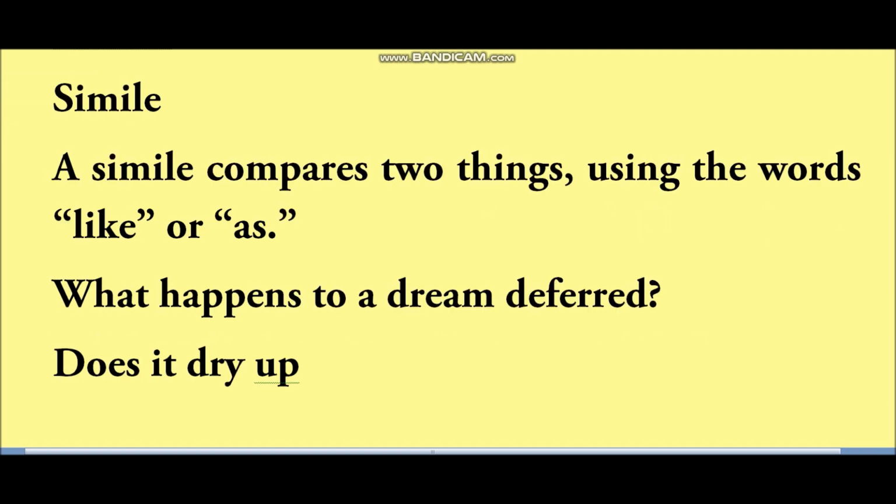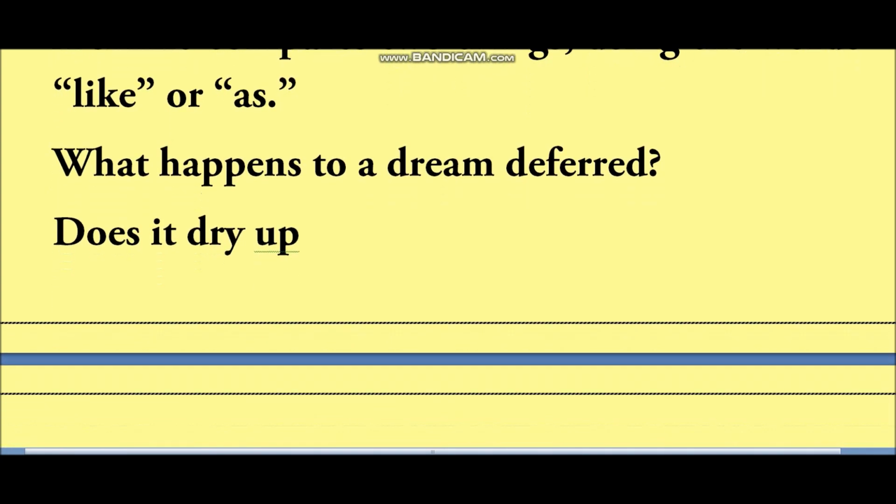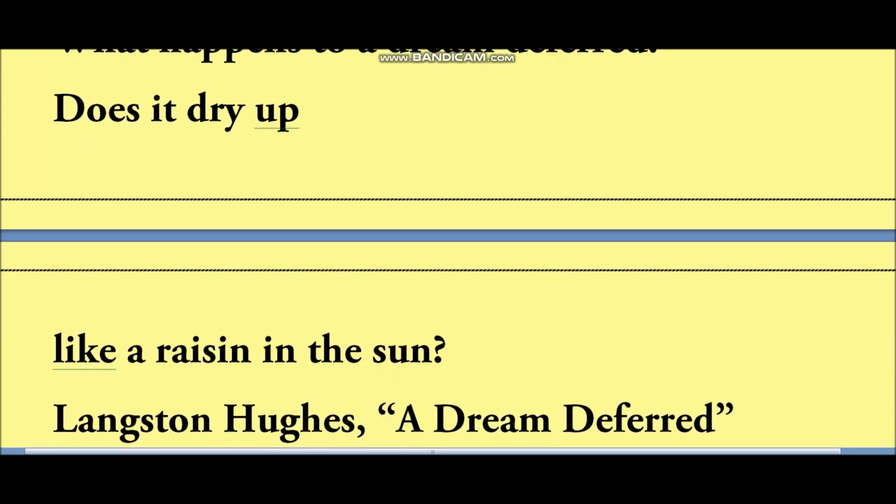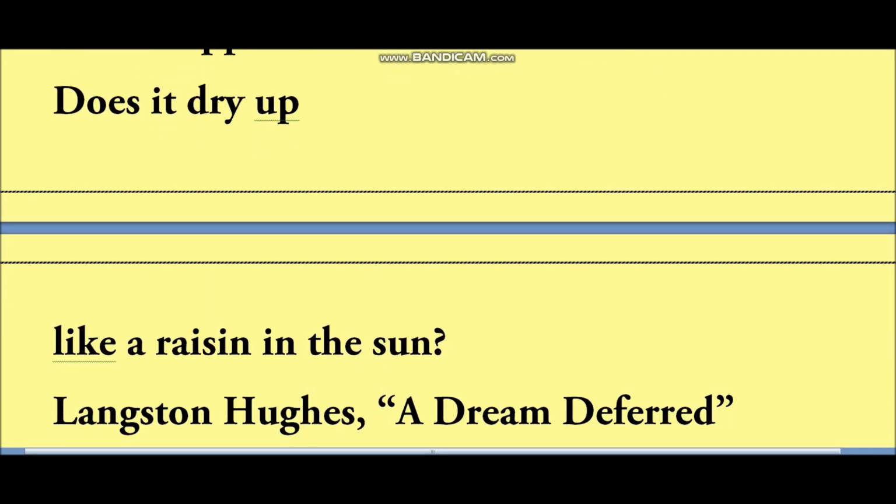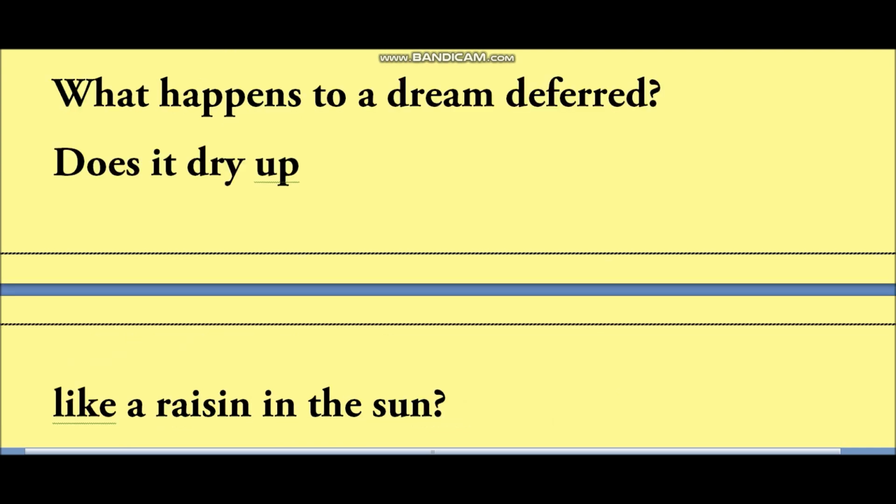Next one is simile. A simile compares two things using the words like or as. Let us see one example. What happens to a dream deferred? Does it dry up like a raisin in the sun? It is a famous quote taken from Hughes, A Dream Deferred. Here you can see, dreams cannot literally dry up. But Hughes asks the reader to imagine a dream becoming dry and hard like a raisin.